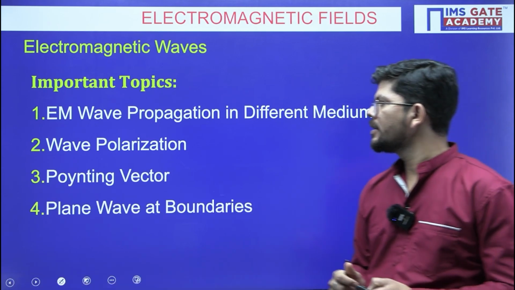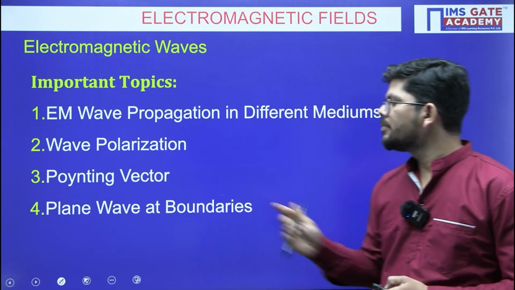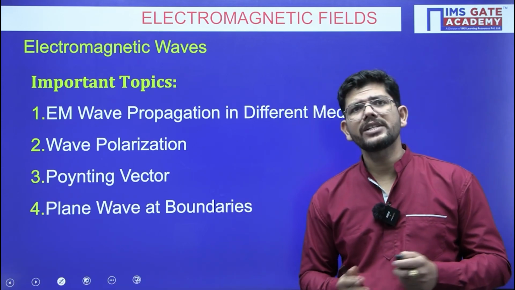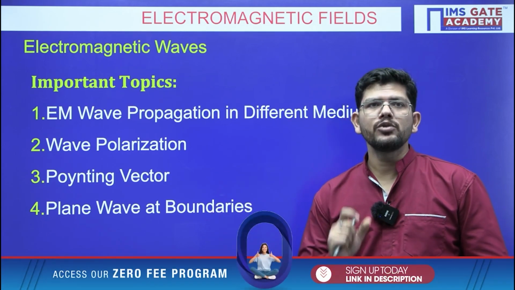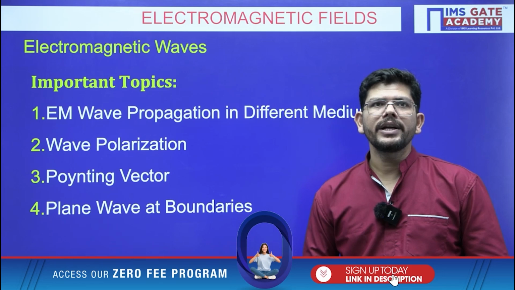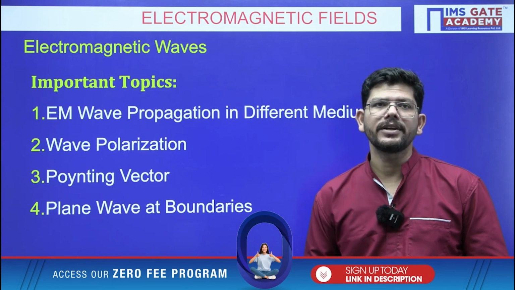Poynting vector or calculation of power, plane wave at the boundaries, okay, reflection of wave from the boundaries. So these are the important topics that you should be covering in this chapter, electromagnetic waves, okay.